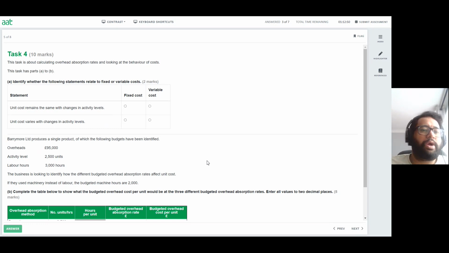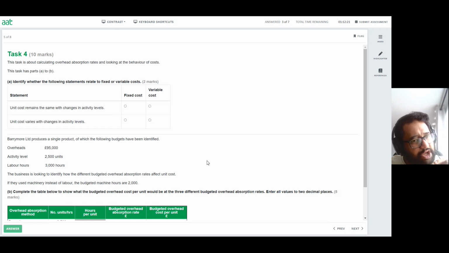It is about calculating overhead absorption rate and looking at the behavior of costs. So here, identify whether the following statements relate to fixed or variable cost. Again, guys, fixed and variable costs. There can be semi-variable costs, but they're not bothered about it. They want to know fixed and variable costs. What is the fundamental thing about fixed costs? Fixed costs will not change regardless of any production level. It will stay as it is.